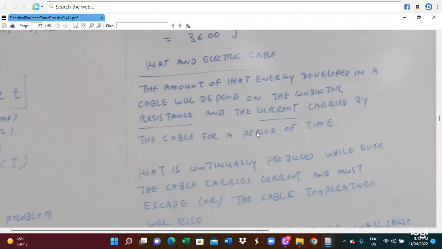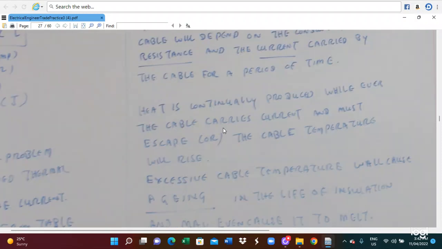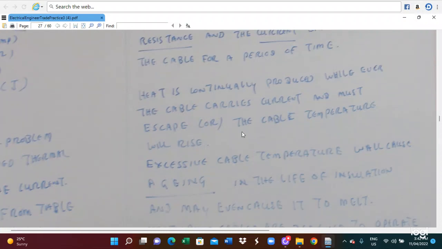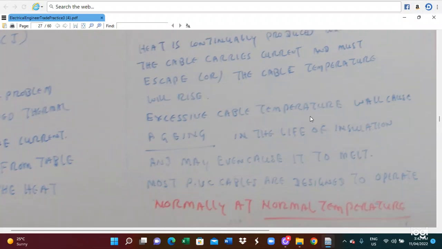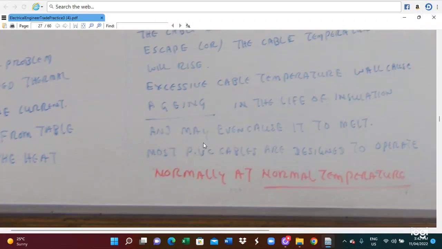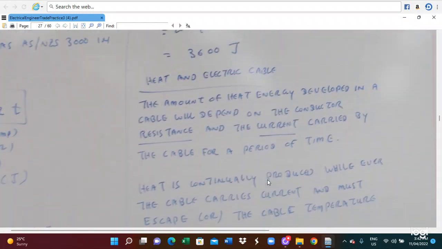And now it's about heat in the cable, electric cable. The amount of heat energy developed in the cable will depend on the conductor resistance and the current carried by the cable for a period of time. So heat is continuously produced whenever the cable carries a current, and the cable temperature will rise. In this case, excessive temperature will cause ageing of the insulation, and it may even cause melting. Most of the PVC cables are designed to operate normally at the normal temperature. So this is how heat affects the temperature of cables.